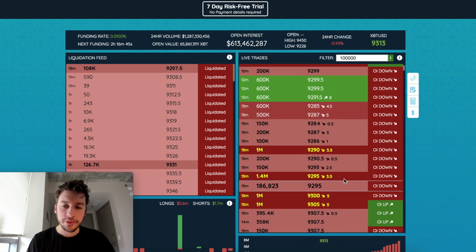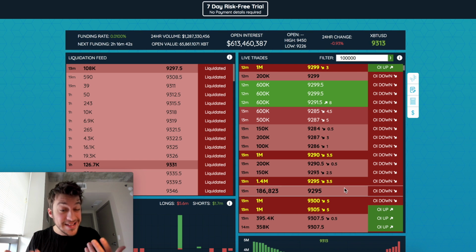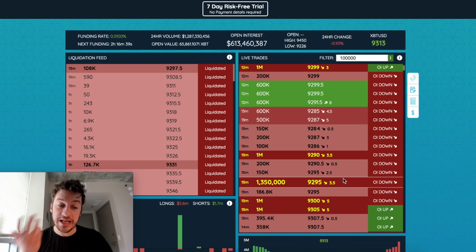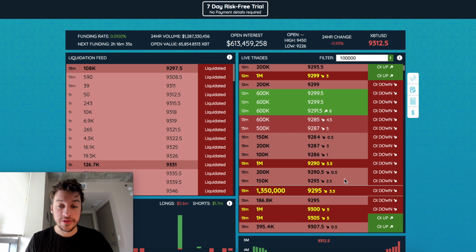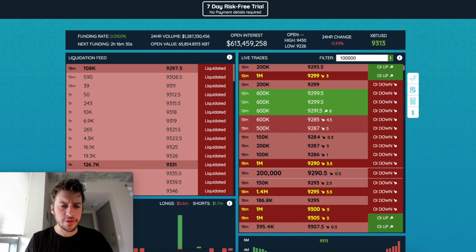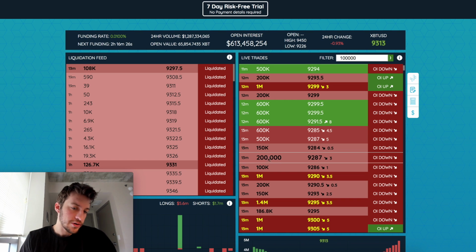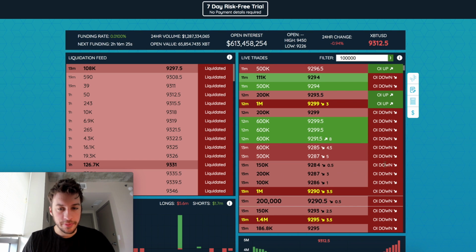And then when price actually goes below 9,300, as you'd expect, we have a lot of open interest down because people's stop losses are getting hit, right? And that's why you see this 1.35 mil long closing, OI down, as you can see right there, in 3.5 orders. And what we can see with some others, yeah, we just have a lot of longs really closing, just a bunch of longs closing.